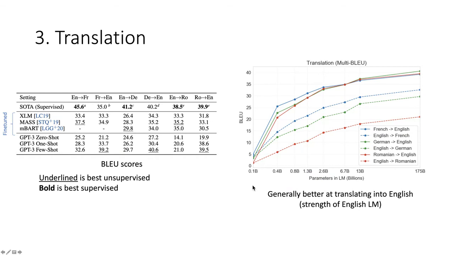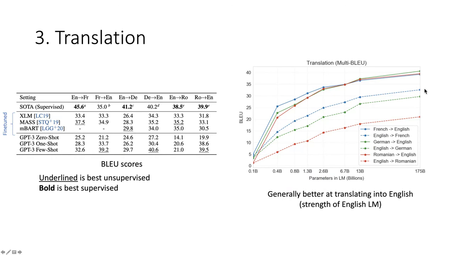What's interesting here is that this chart illustrates, on the x-axis, the size of the model, and on the y-axis, the performance in terms of BLEU scores. The color represents what language pair we're looking at, and the dotted lines versus solid lines represent which direction. Dotted lines are from English, and solid lines are to English. So you see a pattern that when you're translating to English, it usually performs better than from English.